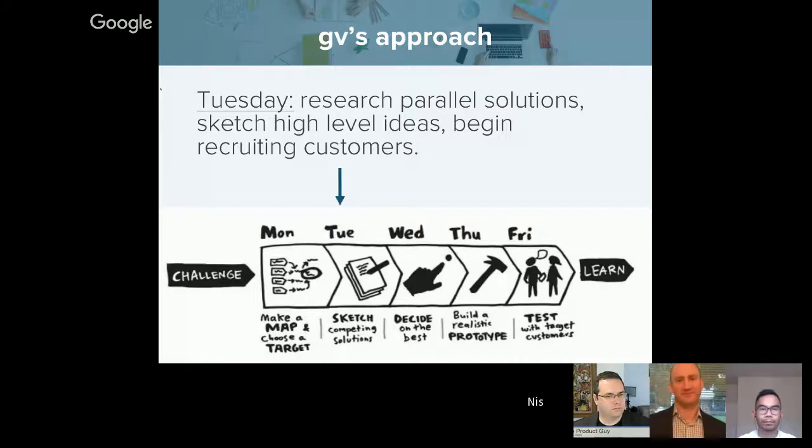So just to reiterate, Monday, they map out all the decisions and all the customer segments and all those decisions customers might need to make and what data they need for what decisions. Tuesday, they sketch out high-level concepts about different approaches they might take, and they start sourcing customers for feedback on Friday. So moving on to Wednesday.